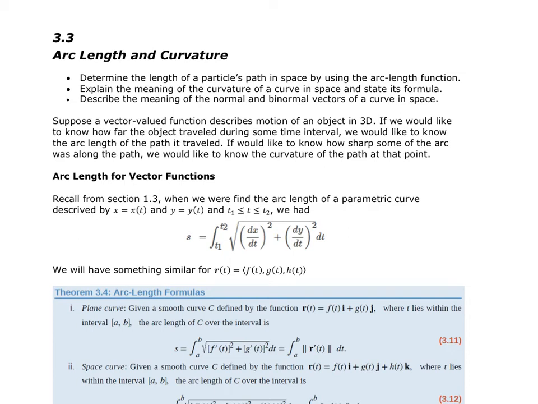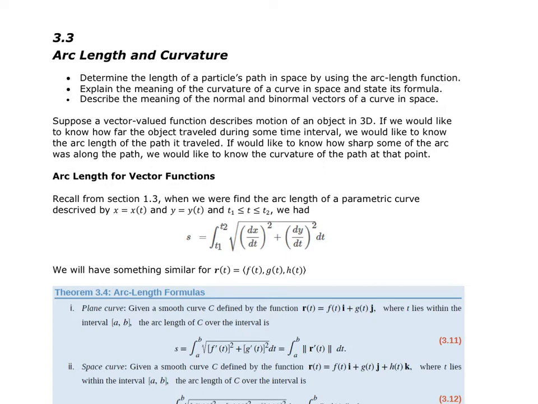In this video, we're going to look at the arc length and curvature of vector-valued functions. So we want to know how long of a path a particle or an object traveled during some time interval in 3 space. So what we want is the arc length in 3 space.